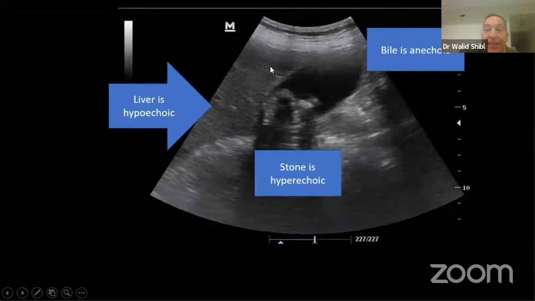As you see in this image, there is no reflection from the bile, it appears black, and too much reflection from the stone, which has a lot of calcium, appears very white and echogenic, and in between, the liver has moderate reflection. This is what is meant by B mode. We are using the brain ultrasound to look at the brain tissue.